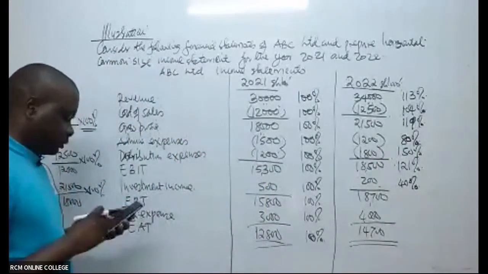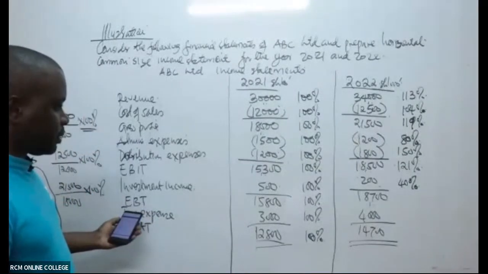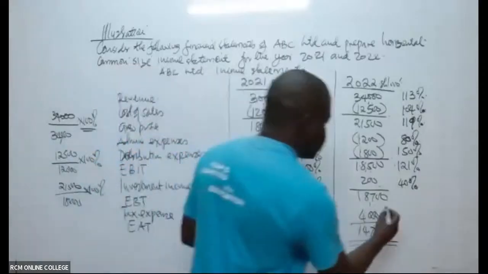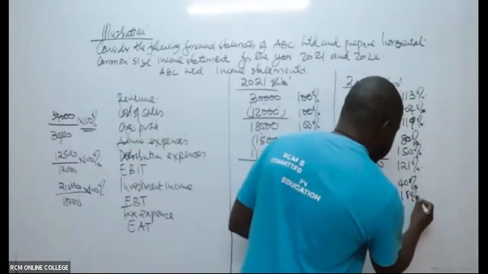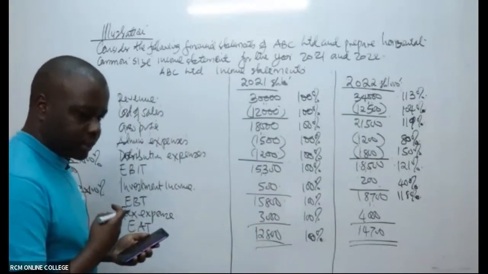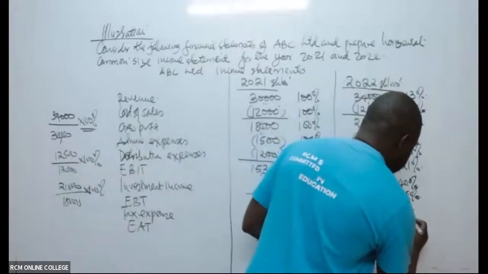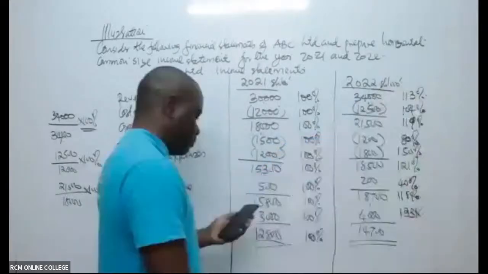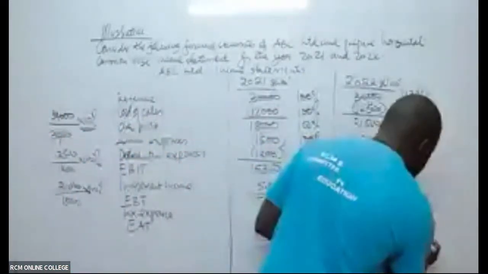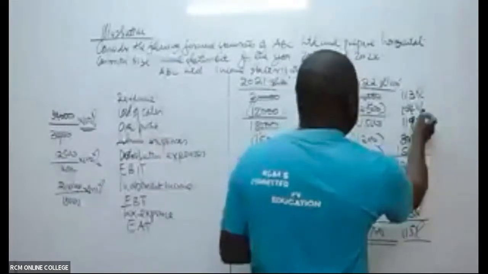50%. The tax expense, is it 133%? Then the last item, yes, 115%. Yeah. There it was.